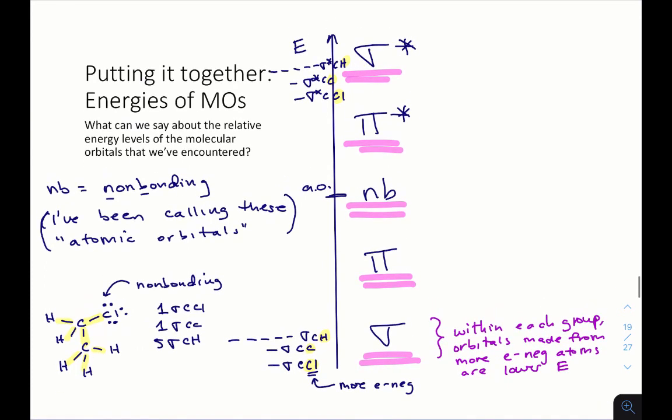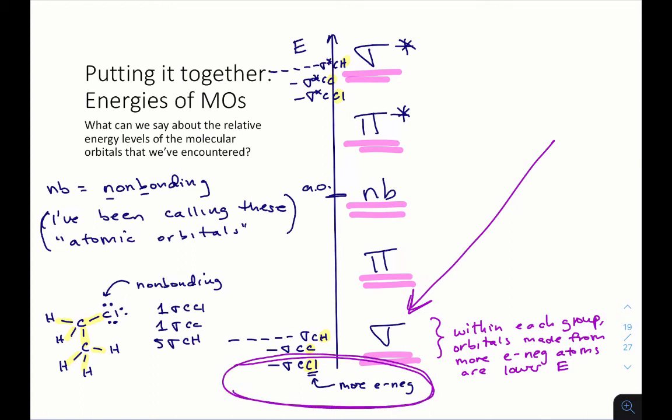The new information that we learned today, or that we solidified today, is really summarized already on this chart. This chart's really important. The lowest energy bonding orbitals, or the lowest energy molecular orbitals, are sigma. And then within the sigma group, the lowest energy orbitals are made from electronegative atoms. And the example we gave was this carbon-chlorine orbital.